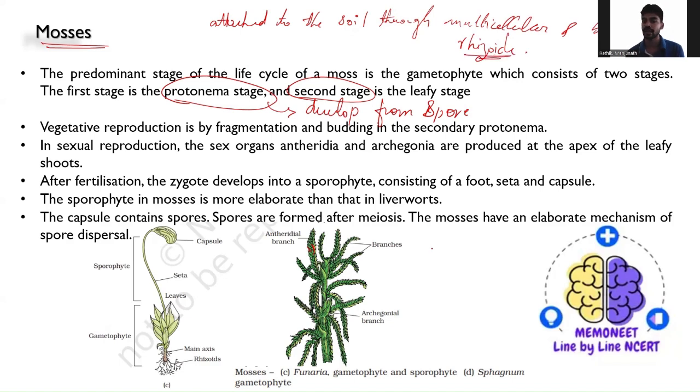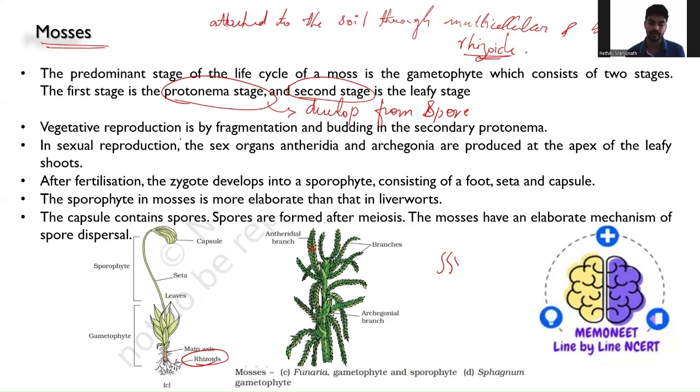So rhizoids means it is a root-like structure. This thing you can see here. So this is the rhizoids. So in this way, it will be attached. So this is all about the mosses, like their structure and all. Okay. So now coming to the reproduction part.